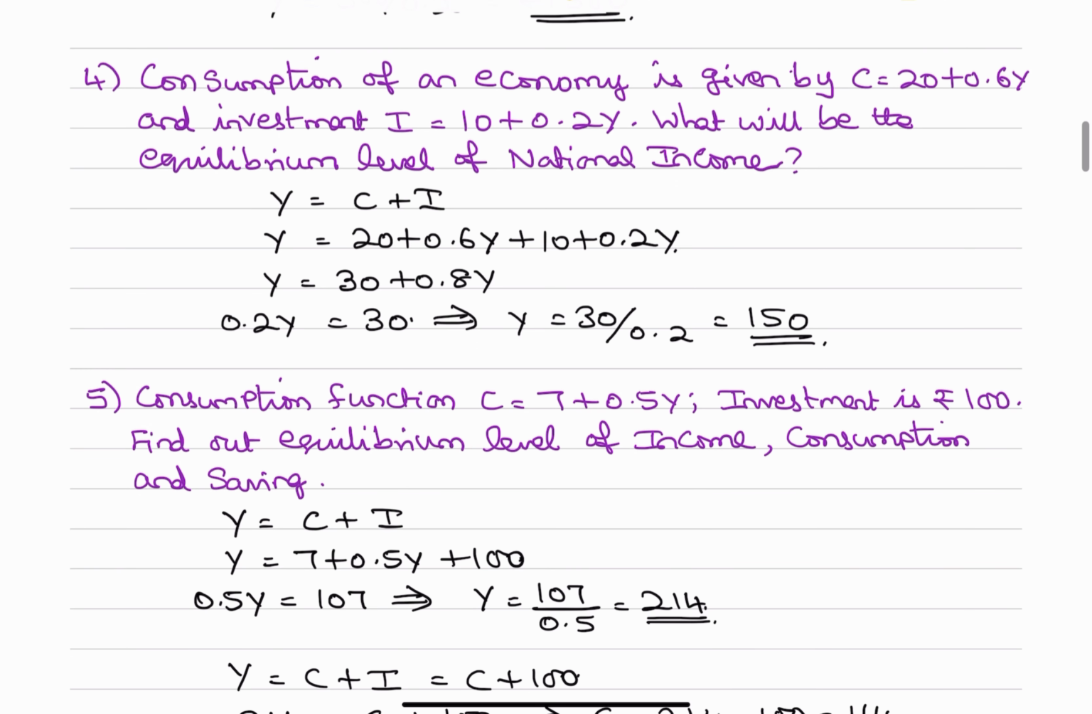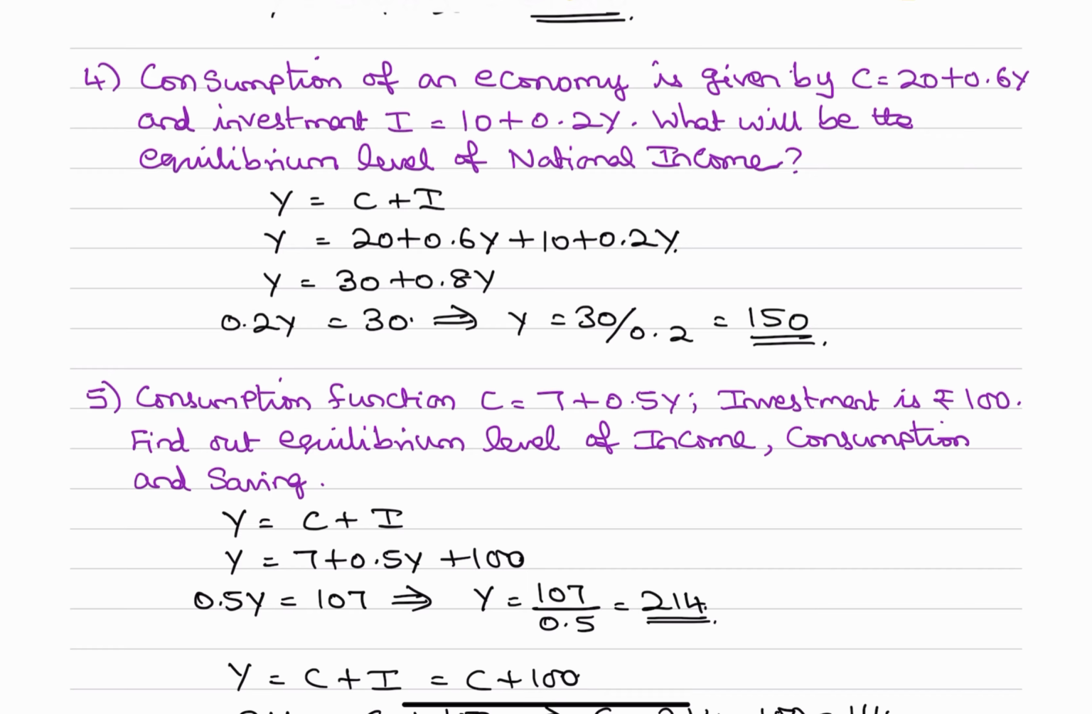Fourth problem. Consumption of an economy is given by C is equal to 20 plus 0.6 Y and investment I is equal to 10 plus 0.2 Y. What will be the equilibrium level of national income? Y is equal to C plus I. Consumption is given as a function, so 20 plus 0.6 Y, and investment is also given as a function.